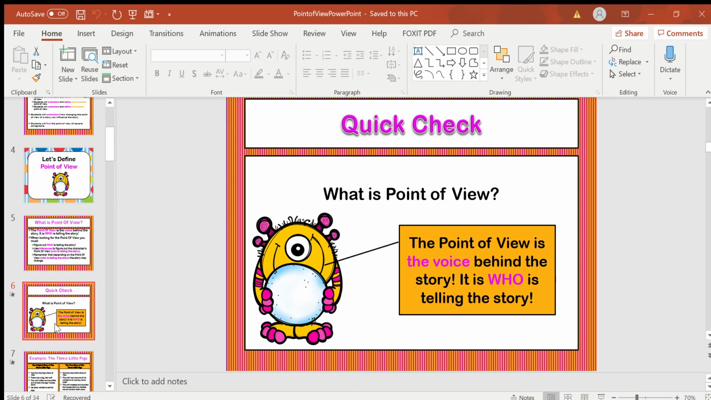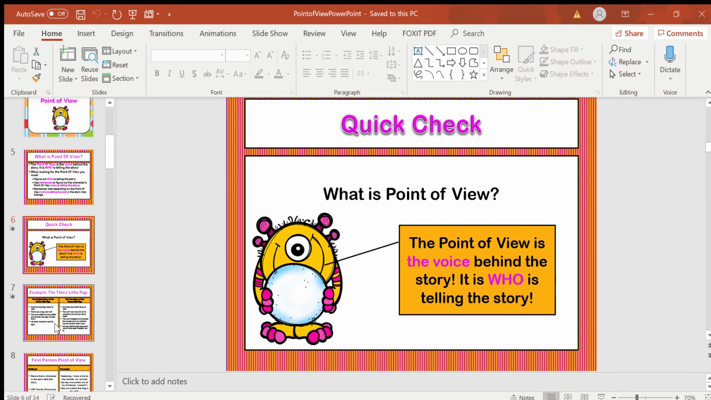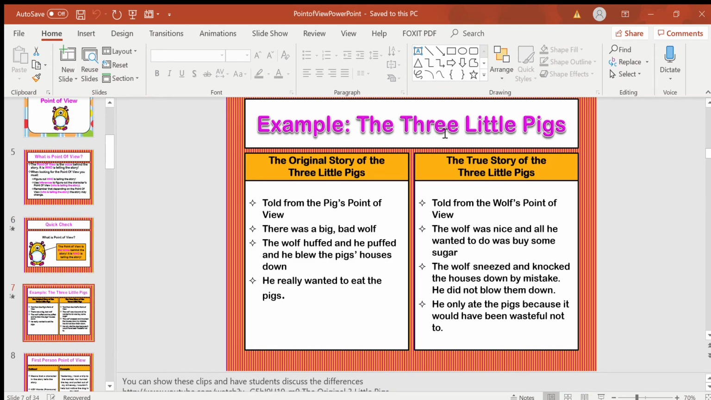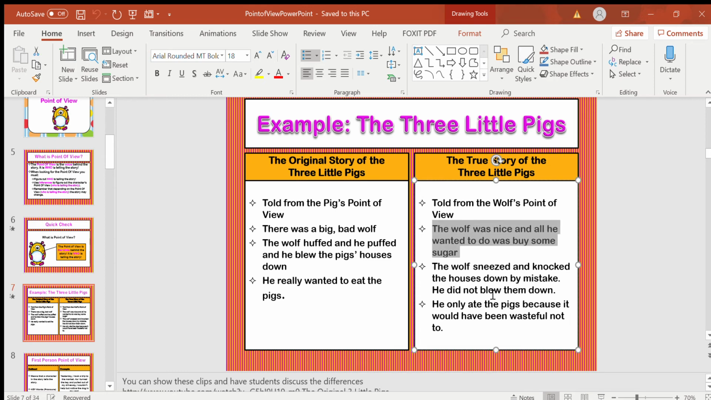Okay, so point of view. Who is telling the story? So if you remember, here's our example of the Three Little Pigs. The original story of the Three Little Pigs was told from the pigs' point of view, remember? And then over here, the true story of the Three Little Pigs was from the wolf's point of view. Over here, there was a big bad wolf in this story. But when the wolf told it, the wolf was nice and all he wanted to do was buy some sugar.